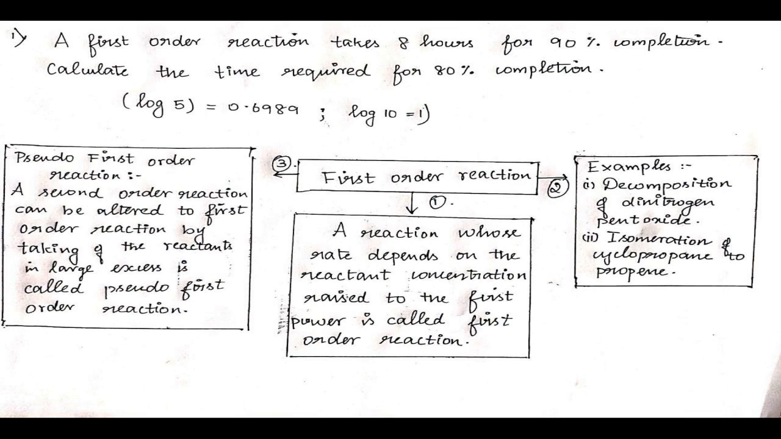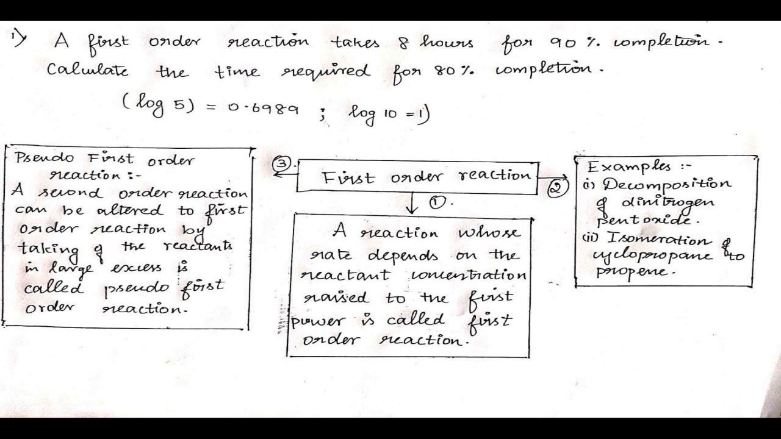Let us discuss the first question. A first order reaction takes 8 hours for 90% completion. Calculate the time required for 80% completion. Hint: log 5 is equal to 0.6989 and log 10 is equal to 1.